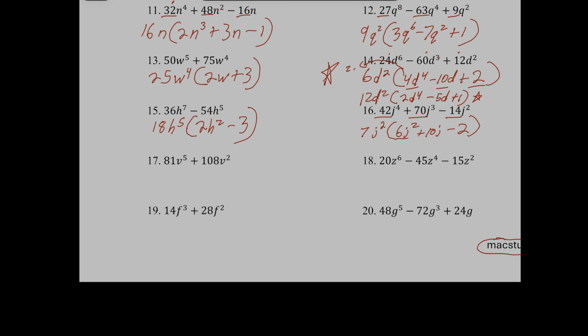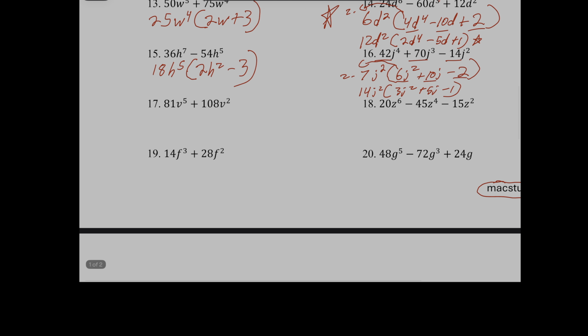But look at that. Boom, boom, boom. I could have pulled out another what? Another 2. So my real answer is going to be 14j squared. Now I'm going to pull a 2 out of these 3. 3j squared plus 5j minus 1. Okay, so that's what you do if you don't see the biggest number right away, and that's fine.